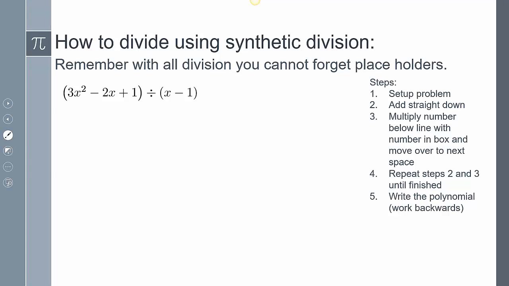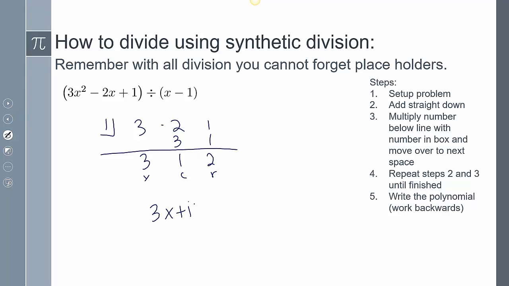Next one. So the first thing I can do is set up the problem. So I'll put my c, my coefficients. I get 3, -2, and 1. So the first thing I can do is add straight down, multiply, add, multiply, add. So now working backwards, I get my remainder, my constant, this is my x. So writing out my polynomial, I can say 3x plus 1 times x minus 1, and then plus 2 for my remainder.